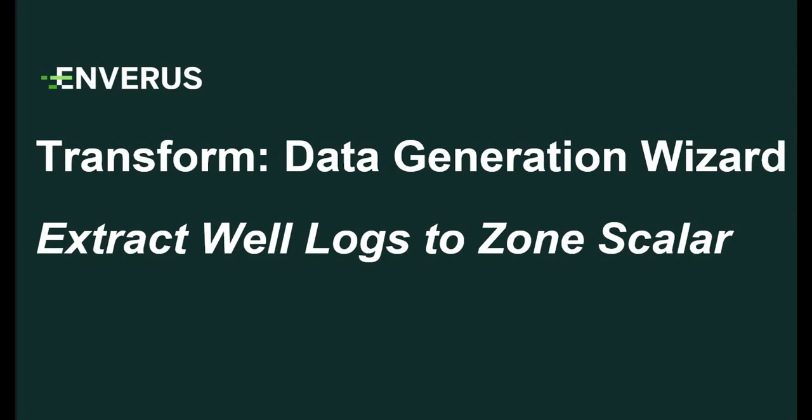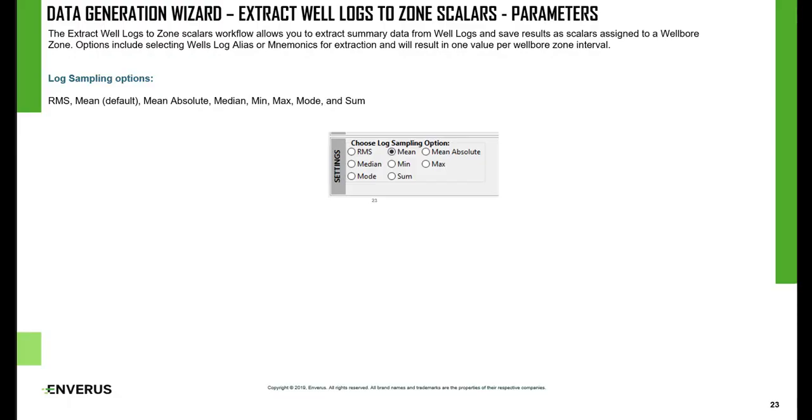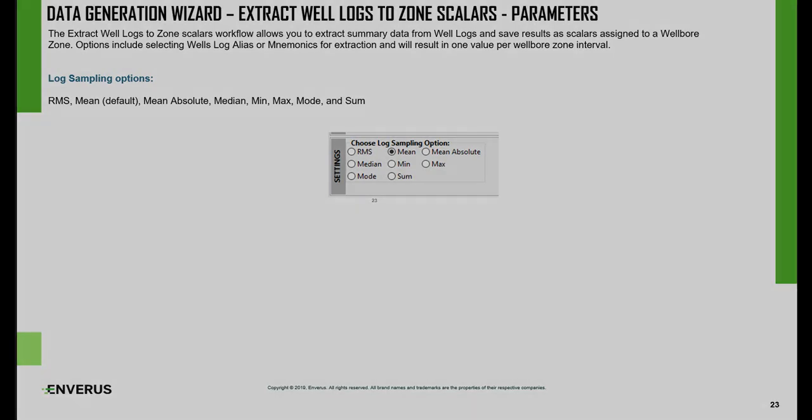Transform Data Generation Wizard: Extract Well Logs to Zone Scalar. The Extract Well Logs to Zone Scalars workflow allows you to extract summary data from well logs and save results as scalars assigned to a wellbore zone. Options include selecting well log alias or mnemonics for extraction and will result in one value per wellbore zone interval. The log sampling options are shown below. RMS, mean, mean absolute, median, min, max, mode, and sum are the options available. Let's go take a look at the tool.